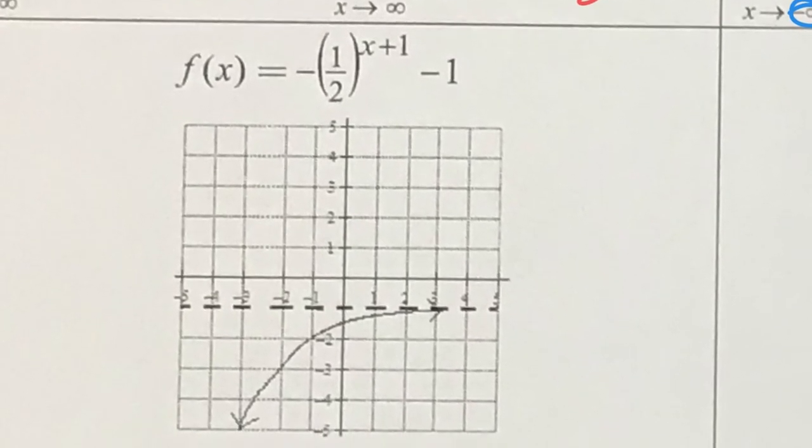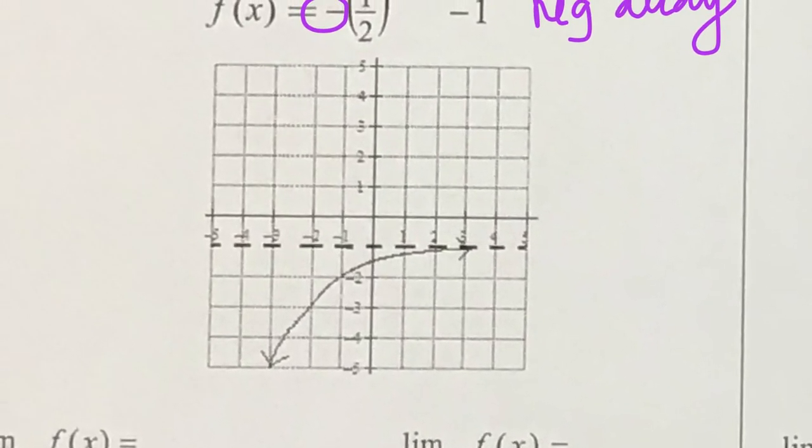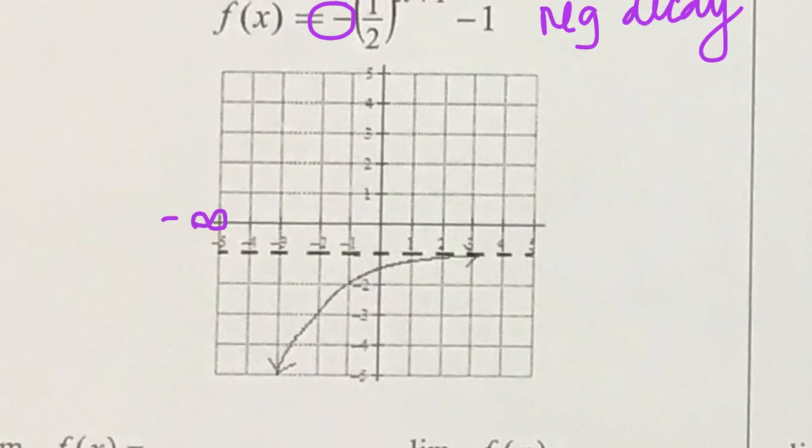It's decay, and it's actually a negative decay, isn't it? Because there's a negative in front. Okay, the negative is going to play an important role here in a little bit. So this is a negative decay function. Okay, so to the left, what is the graph doing to the left of our grid? Going down to negative infinity. Our negative decay goes to negative infinity on the left. And on the right, once again, it's going to that horizontal asymptote at -1.